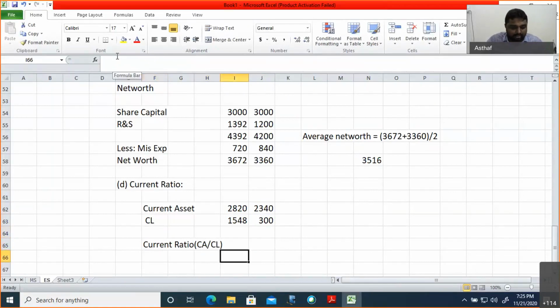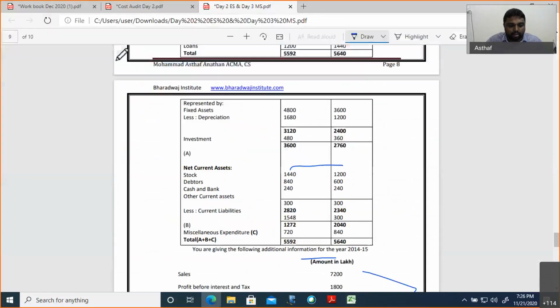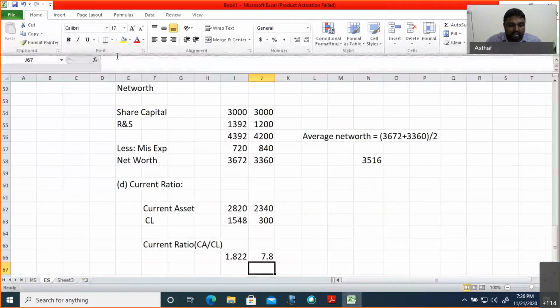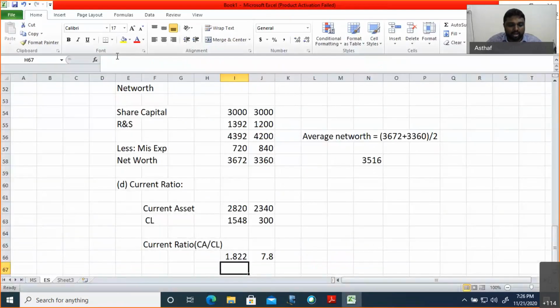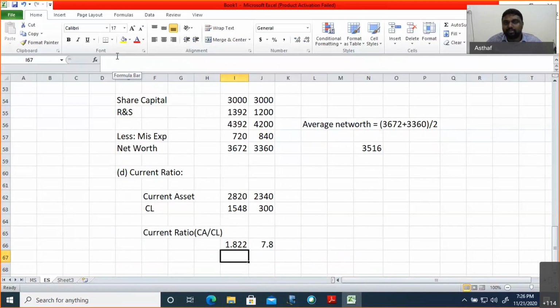What is the current asset? 2820 divided by current liability. Here, current asset divided by current liability, you will get the answer. Second year, last year it is very high because the current liability was very less. Now the current liability increased, so the current ratio also we have to find out.